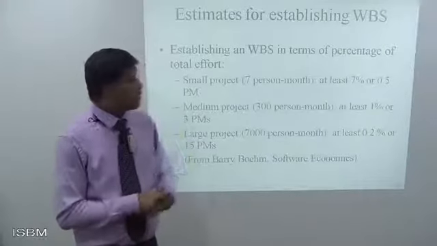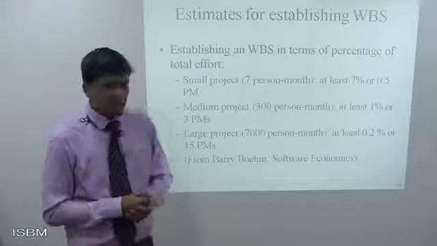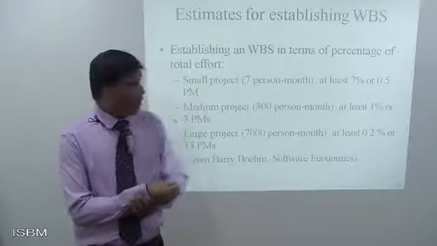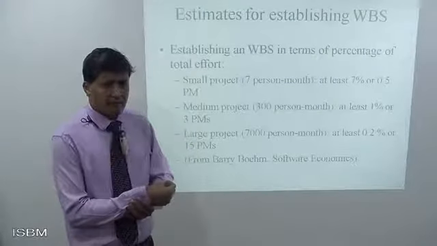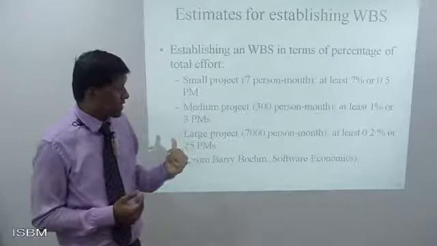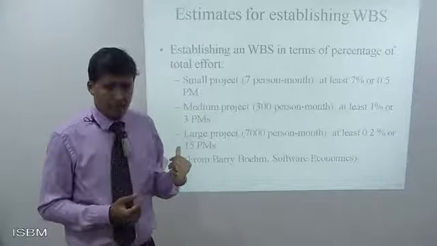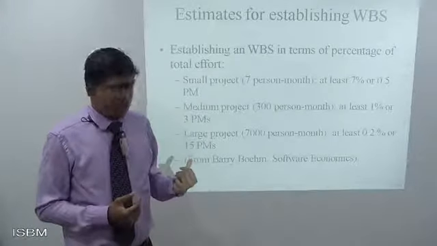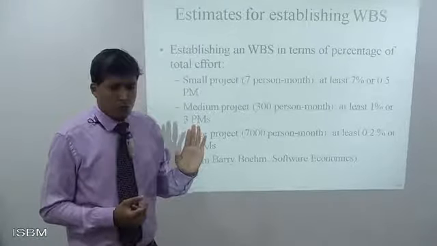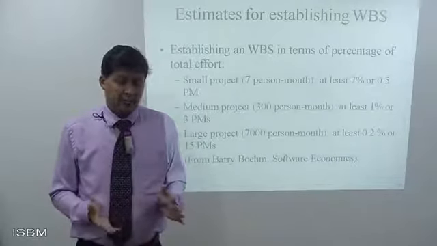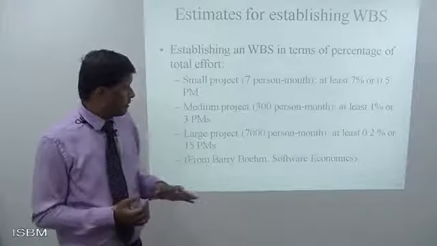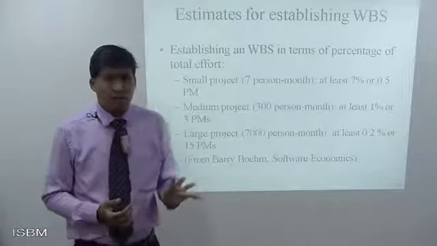So how do we go about estimating for establishing a WBS? Establishing a WBS is done in terms of a percentage of the total effort. A small project we generally define by 7%. If there is a small set of 7 people, it's called a small project, at least 7% of 0.5 PM. Medium project 300 people, large project 7,000 person per month. Small, medium and large are relative. So in the context of project management, small is 7, medium is 300 and large projects are 7,000 people in the task.